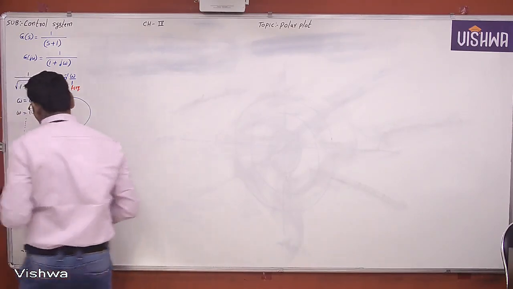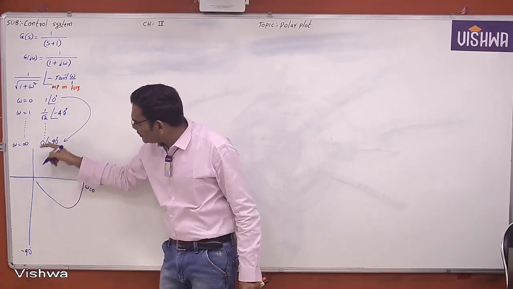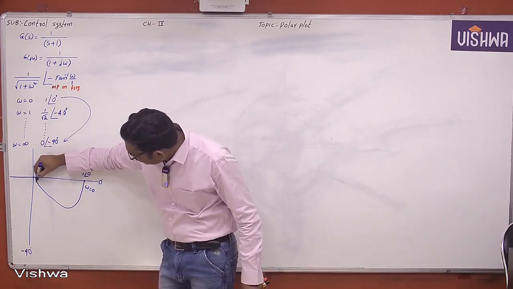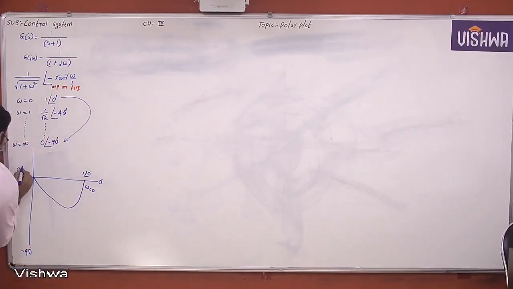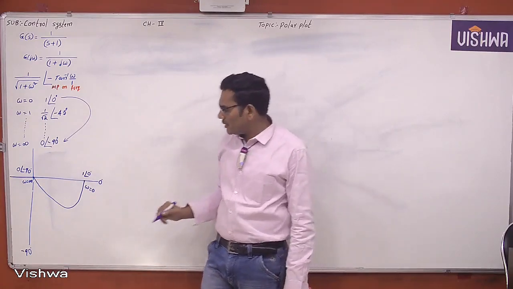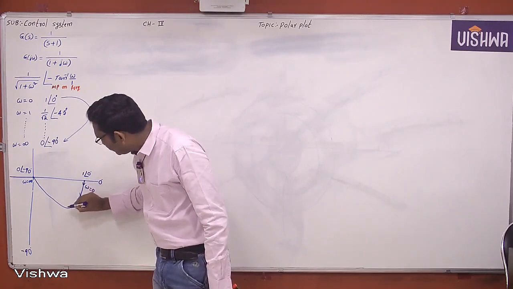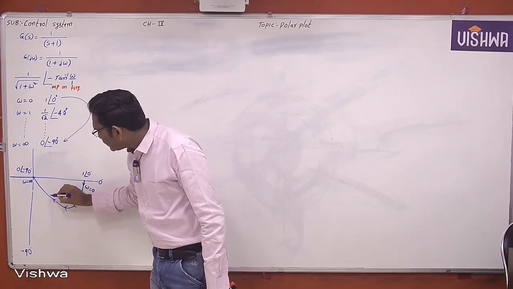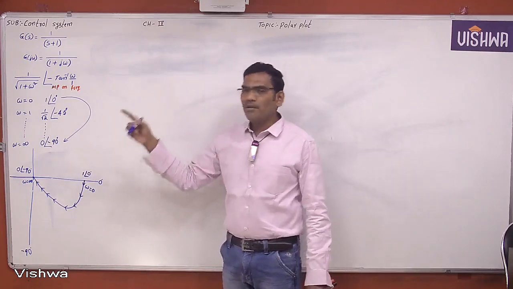At minus 90 degrees, what is the magnitude? At minus 90 degrees, the magnitude is 0. Therefore, it is at the origin. Now you should see here, this is 0 at an angle of minus 90 degrees when omega equals infinity. And in a polar plot, the important point you must indicate is the direction. The direction is nothing but as frequency is changing from 0 to infinity. Now, this is the polar plot.